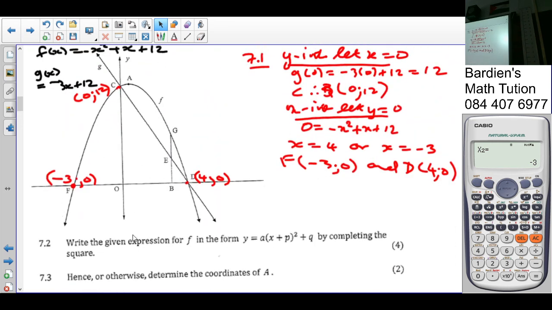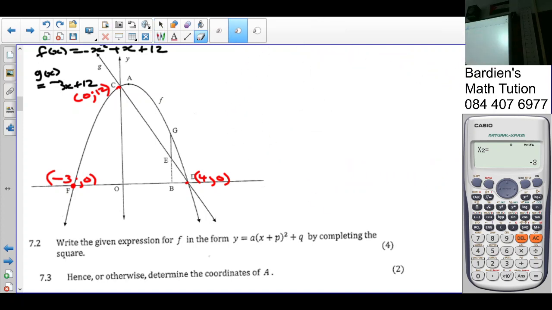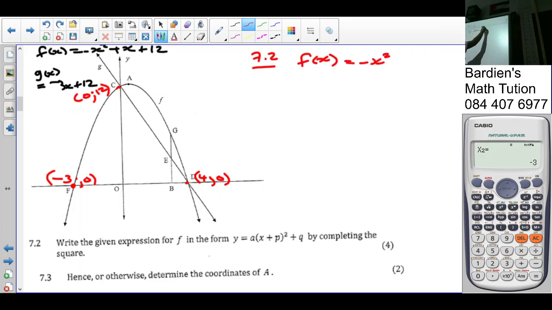Let's go with the next question. The next question, 7.2, says write an expression for f in that form, by completing the square. So, by completing the square, we have f of x equals negative x squared plus x plus 12. To complete the square, the number in front of x squared must be 1. As you can see, it's not 1. So we must get it to be 1. How do we get it to be 1? We take out a common factor of negative. So it's x squared minus x minus 12.